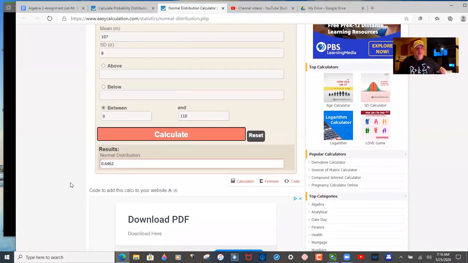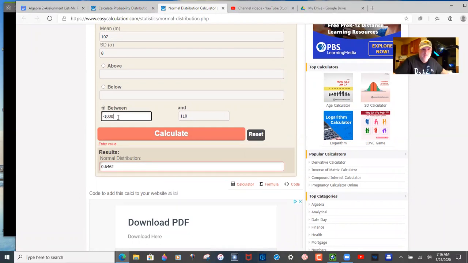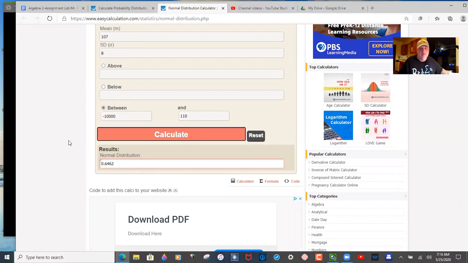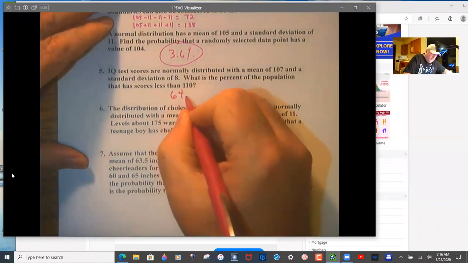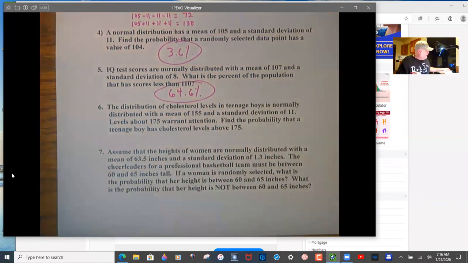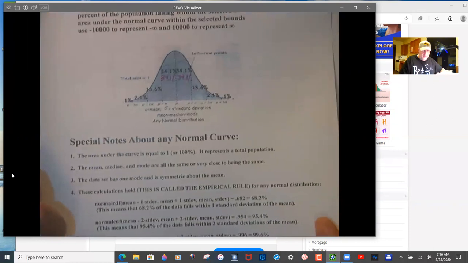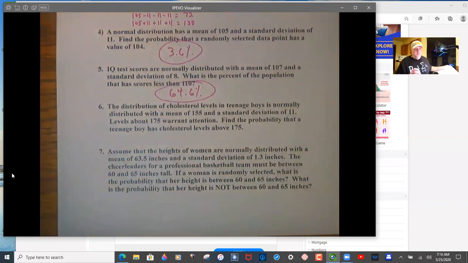It will give you the same answer, by the way. It doesn't matter if you put, watch this, negative 10,000, like I said in the notes, it's going to give you the same thing. Calculate. 0.6462. So 64.6%. It's very simple. The key to this is you need to see the words normal distribution. If you do not have a normal distribution, you cannot use any of this material. It's very, very, very important that you see the words normally distributed.